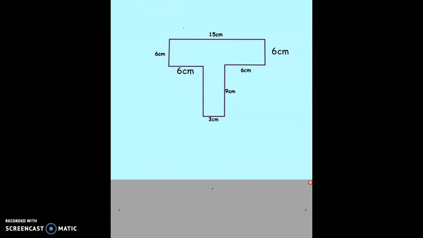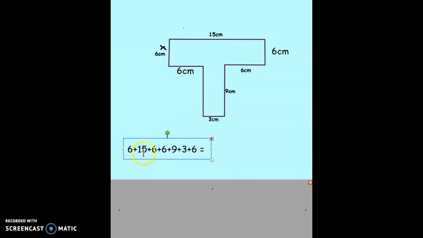Right, I'm going to get my pen. I'm going to put a cross to show where I'm starting. And I'm going to start adding together my sides. 6, add 15, add 6, add 6, add 9, add 3. Can you see how systematic I'm being? Add 6, and then I'm back to my original part. I'll just double check that. 6, add 15, add 6, add another 6, add 9, add 3, add 6. I'm right.